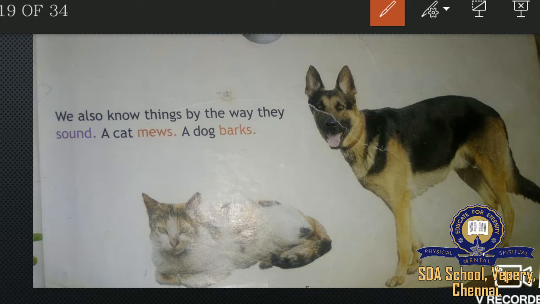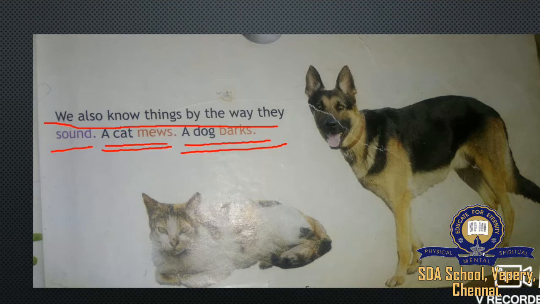We also know things by the way they sound. I'll read one more time. We also know things by the way they sound. What example is given here? A cat mews, a dog barks. These are the two examples given. Is it clear, children? Shall we go to the next page?